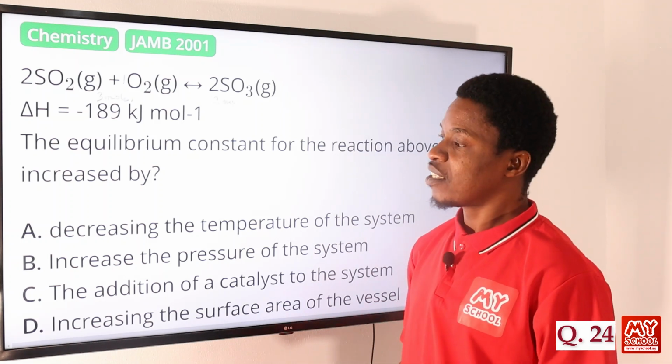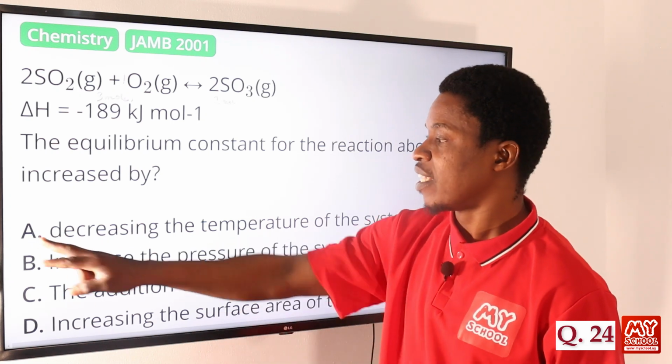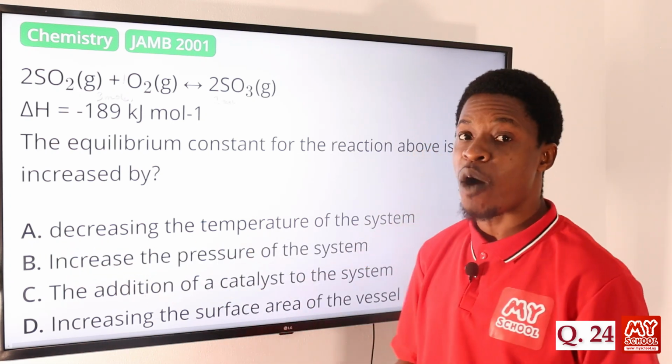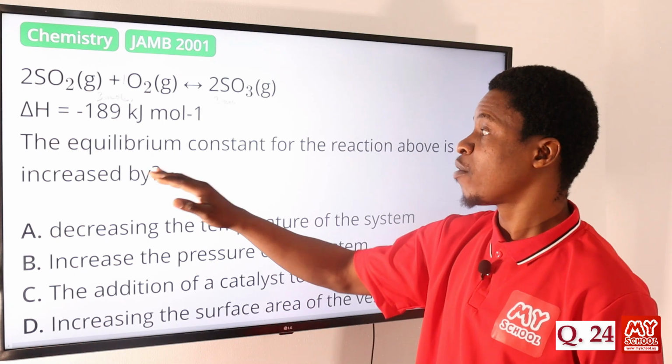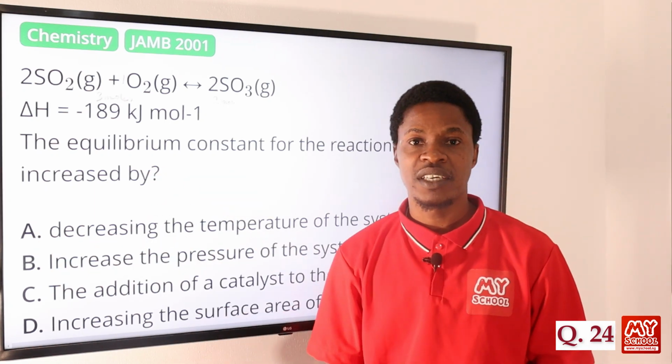So more of this will be formed in an exothermic reaction. For that, the correct answer is option A, decreasing the temperature of the system. That will keep the equilibrium constant. Option A is the correct answer.